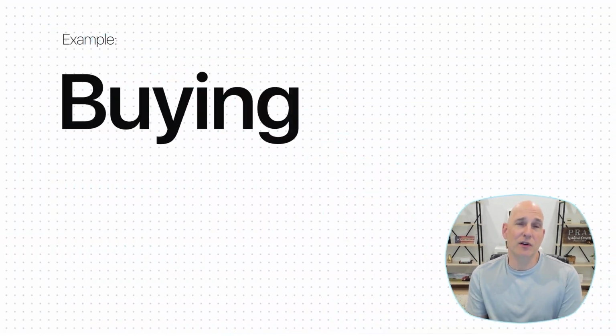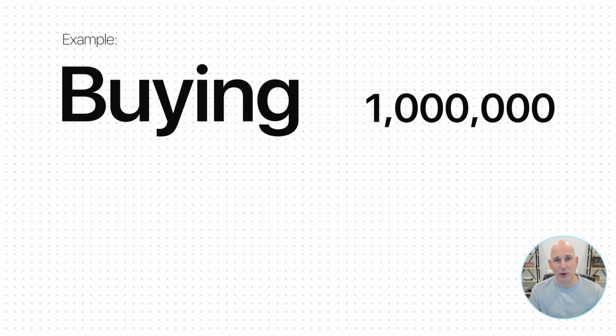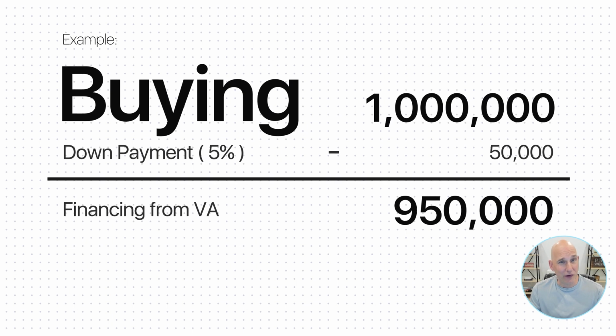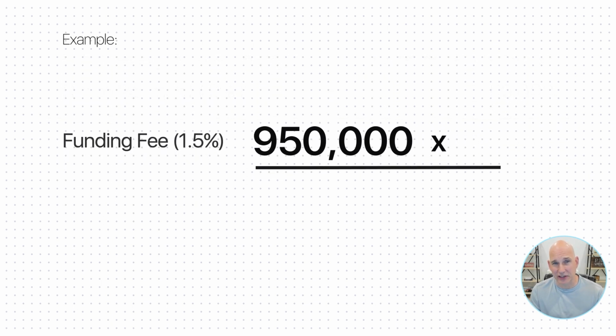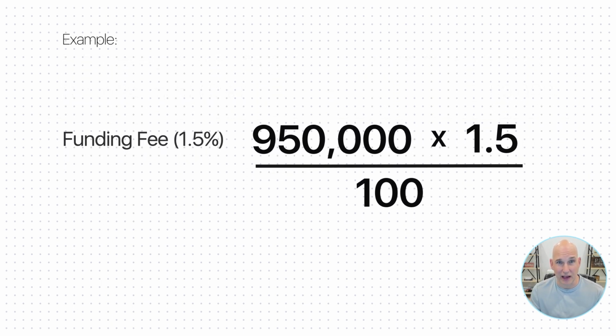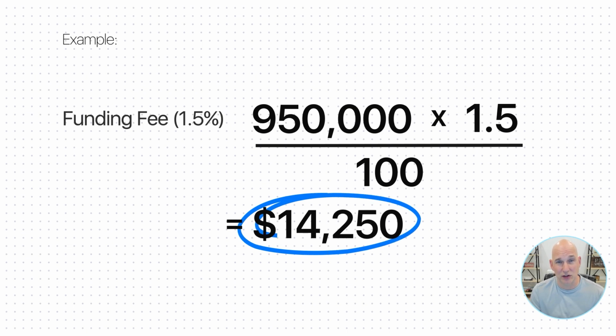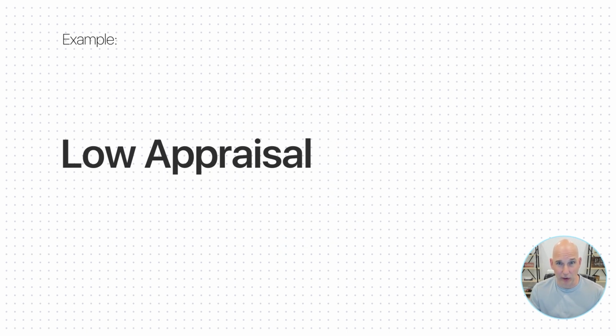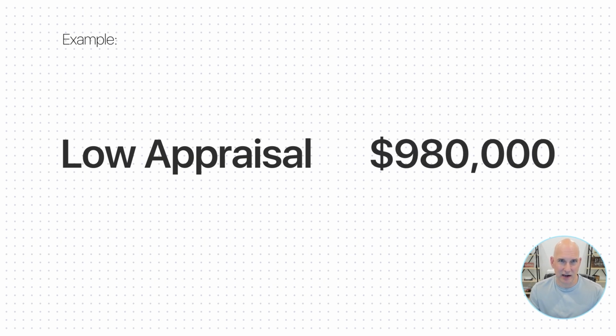They actually care that you are financing less than or equal to 95% of the VA appraised value. Let me give you an example. If you're buying a $1 million property and putting 5% down, you'd be financing $950,000. The funding fee is 1.5% times $950,000. This is $14,250.